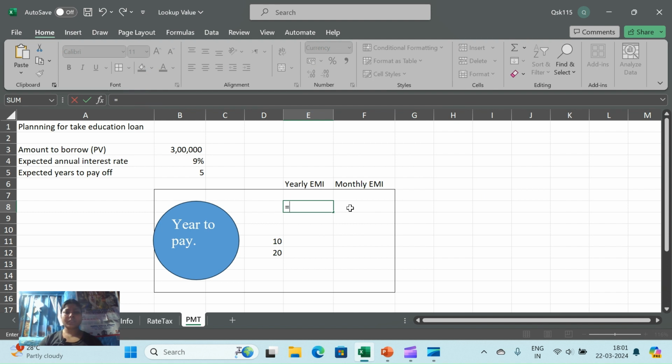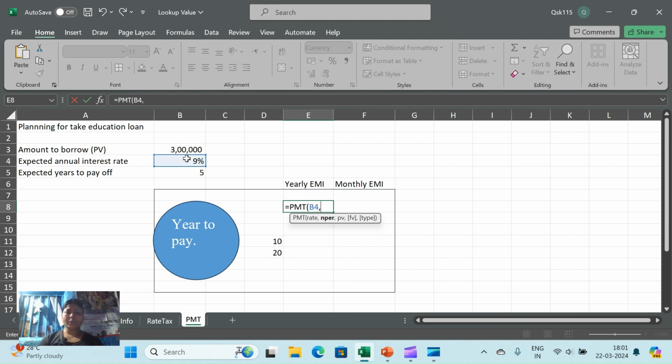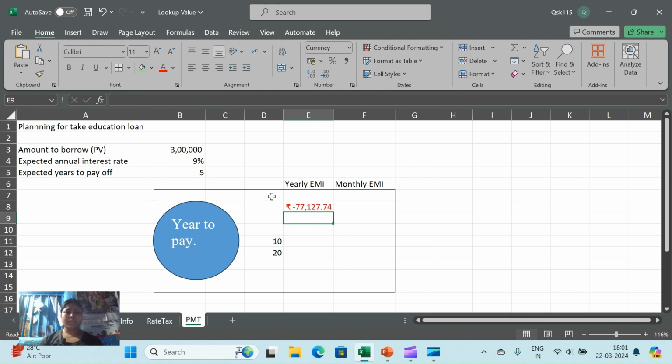Similarly, we can do it manually also. Equal to PMT tab. We need the rate of interest, which is 9%, comma, we need the number of years, which is 5 years, comma, we need the PV amount, which is the principal value, which is 3 lakh. Close your bracket and enter. You will get the answer, right?